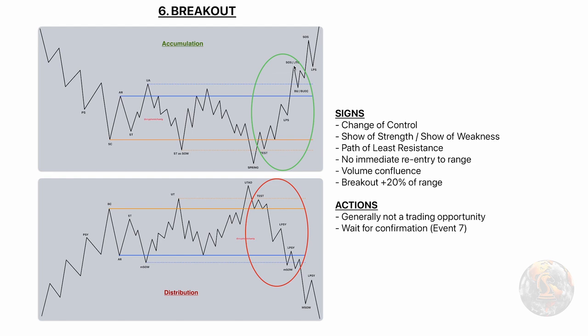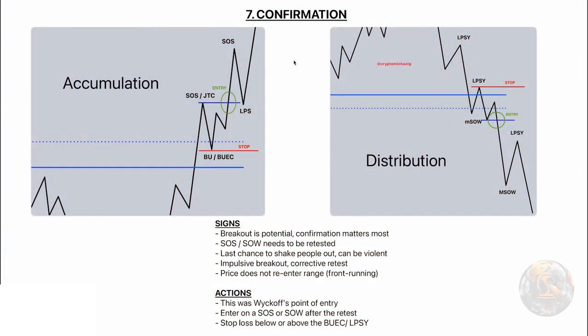Don't jump the gun at event 6. Even if you're a higher time frame trader, going in too heavy on the breakout is still breakout trading. And if you don't do breakout trading right, you just bleed money. So what do we need to see? Well, we need to see the show of strength or the show of weakness get tested for confirmation. This is the last chance to shake people out, and it can get violent.